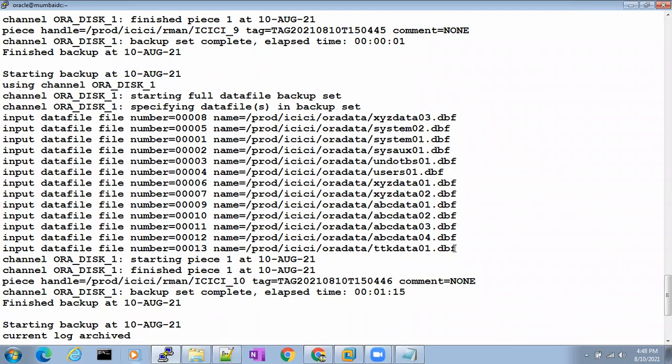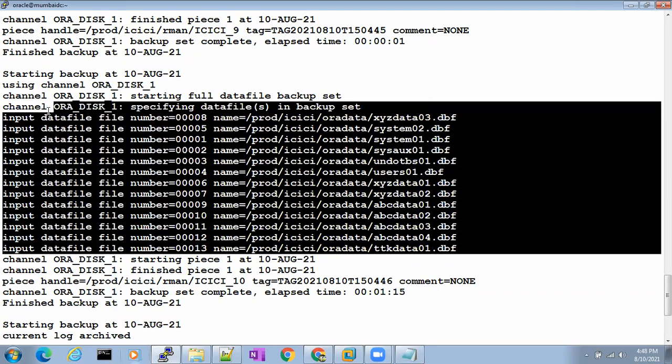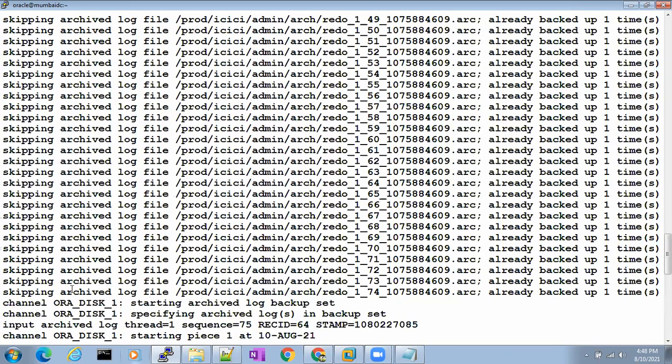Till here I will explain, then I will tell you the importance. It has taken only the CRD files backup: control file, redo log file, and data files. It has skipped the archive log backup. Why? Because RMAN already knows that one full archive log backup already exists, so it doesn't have to take the archive log backup again. It can take only the CRD files backup.